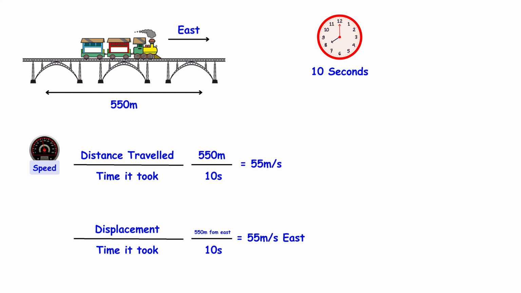To help illustrate the difference between speed and velocity, let us consider a train that is traveling across a bridge. Suppose the bridge is 550 meters long, and it takes the train 10 seconds to travel from one end to the other. To determine the train's speed, we divide the total distance traveled by the time taken. This means 550 meters divided by 10 seconds, resulting in a speed of 55 meters per second. Since we are using distance, which is scalar, the resulting speed is also a scalar quantity.